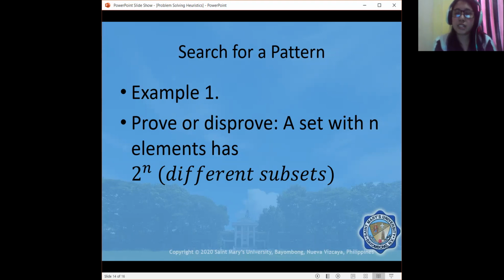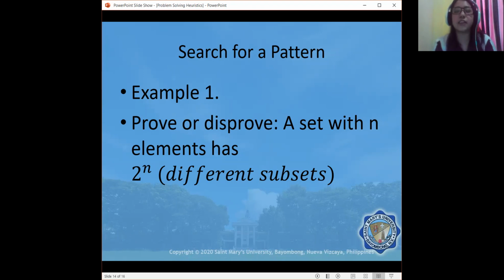In the first step, you analyze the problem. You read the problem, analyze it, and then make a strategy on how to solve it. One possible way is to search for a pattern. For example, in this given example, we have to prove or disprove that a set with n elements has 2 raised to n different subsets. So the conjecture here is that the pattern is 2 raised to n.